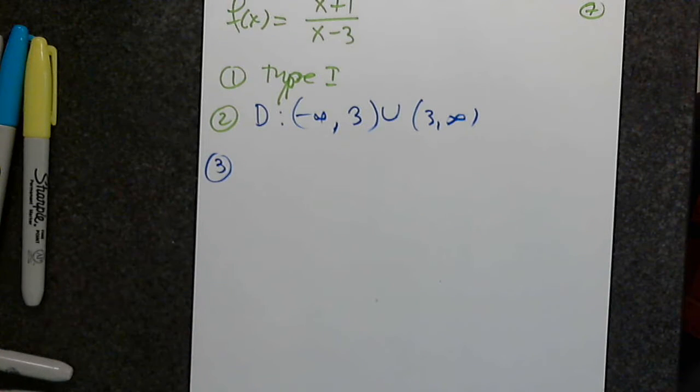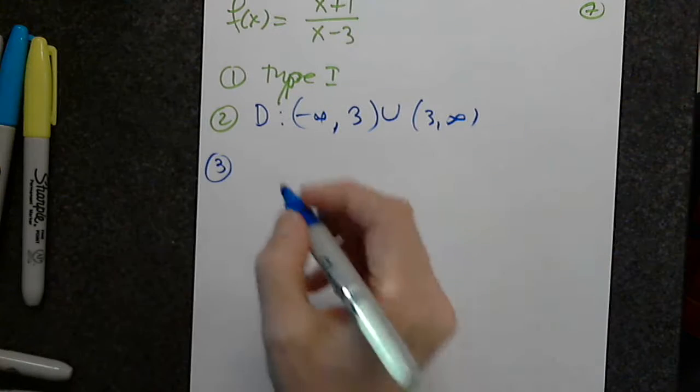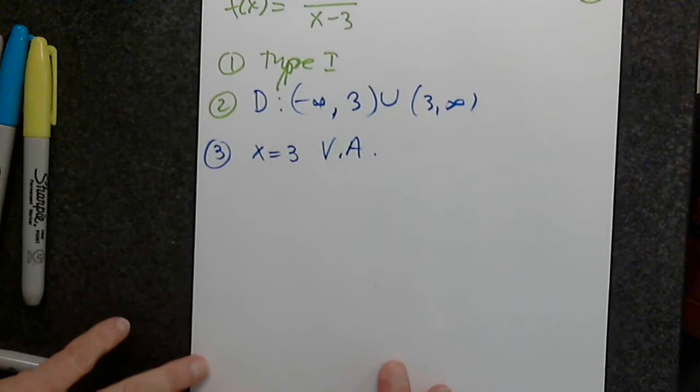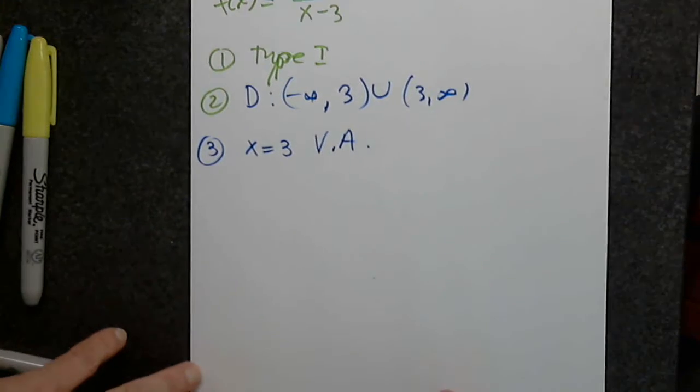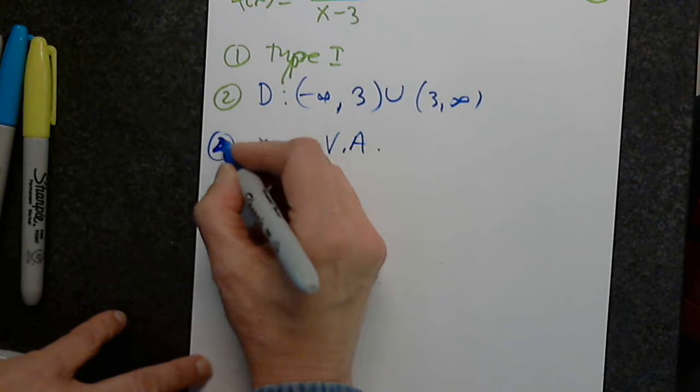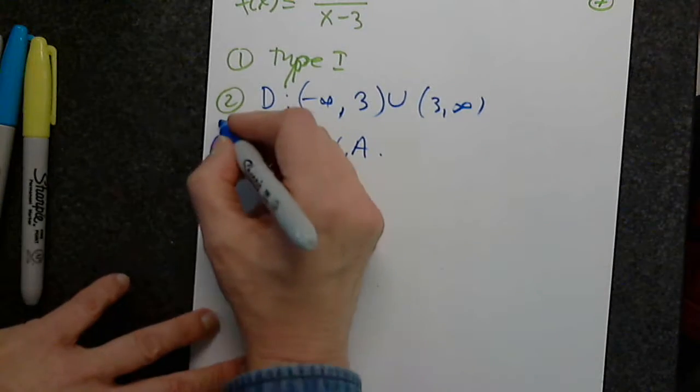Number 3. Since this function is undefined at 3, what do you expect x equals 3 to become? Yes. Since the function is undefined at x equals 3, what do you expect x equals 3 to become? A vertical asymptote. So this is the VA. I thought that was number 4. Oh, the order is not important. Sorry about that. I can change this to 4 if that is confusing. That's fine. So then we have to insert number 3.